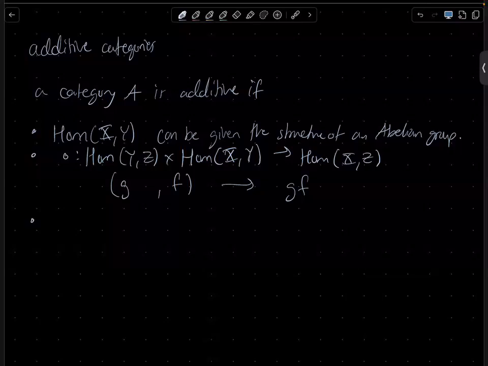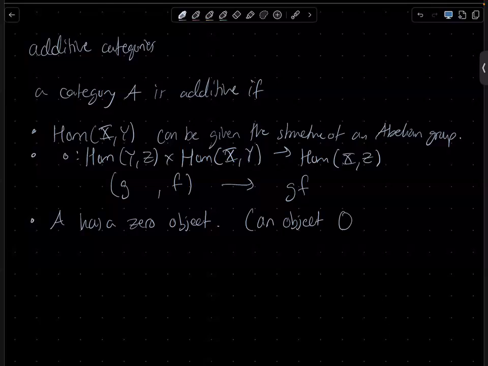What else do we want for additive categories? We need a zero object. A has a zero object. So what is a zero object? It is an object that is both the terminal object in the category and the initial object in the category. So I should write that down. An object, and it's natural to just call it zero, that is both terminal and initial.